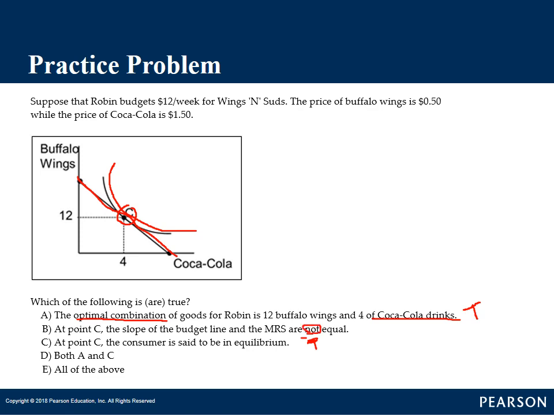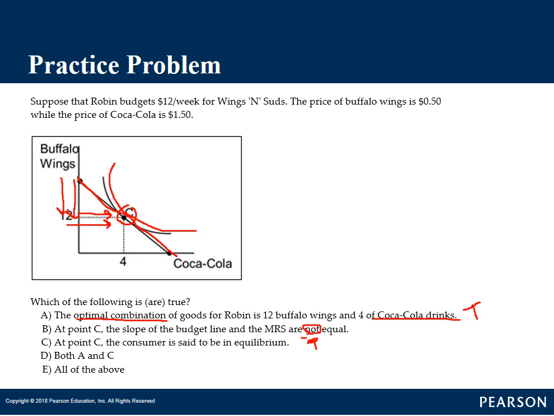If you recall from the previous chapter, the marginal rate of substitution helps us to identify how many wings, or how many of one item, a consumer is willing to give up to trade for a specific number of another item. And if you also remember the equation for slope, slope is the change in y over the change in x.